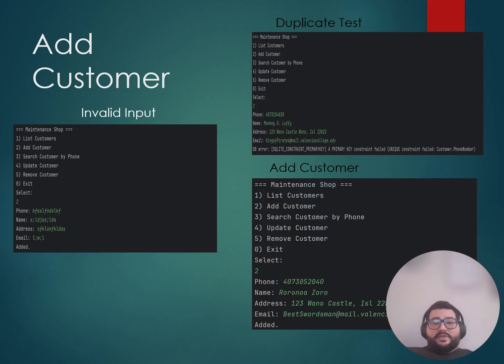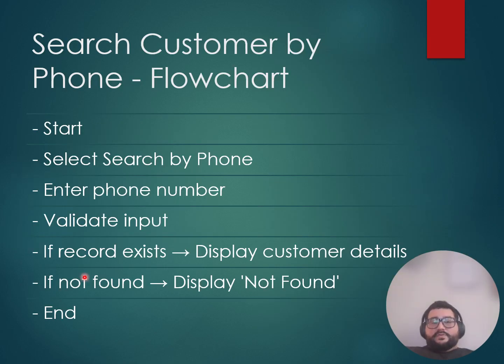So let's continue on to search for the customer. Again, the flowchart's pretty straightforward. You start the program, you select search for number in your console, you enter the phone number, and if the phone number is valid, it'll show up. If it's not valid, it's going to display not found.